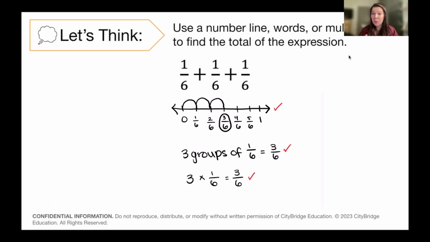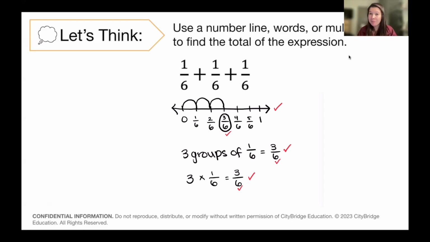So a lot of us noticed that they all got us the same answer. So we have 3/6 and 3/6 and 3/6, but they're different representations. One shows it by cutting up a number line. Another one shows it with our groups of language, or converting repeated addition into multiplication. And then the last one is using that multiplication sign to really show how groups of is the same as multiplication. Nice work.